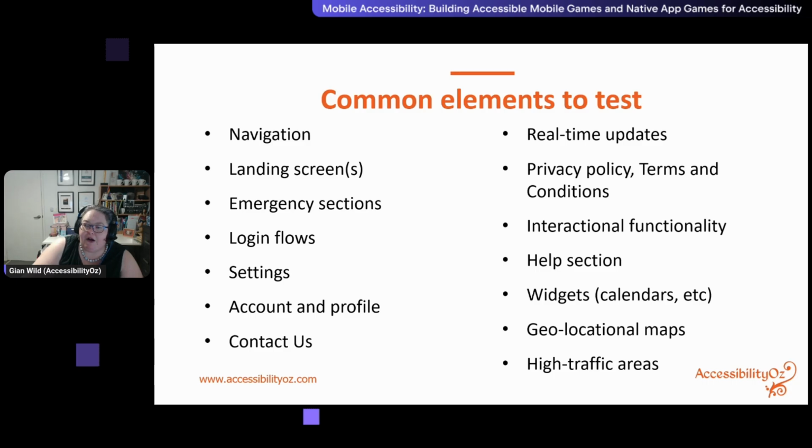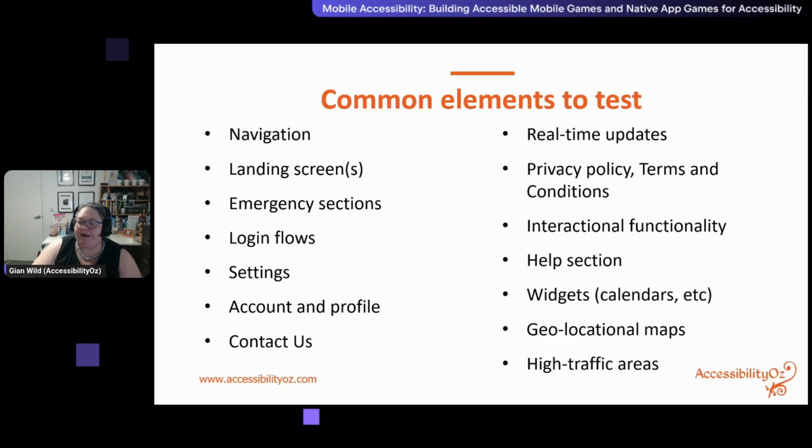And then there are common elements that need to be tested to make sure that they are fully accessible: navigation, landing screens, emergency sections, login flows, settings, account and profile, contact us, real-time updates, privacy policy, terms and conditions, interactional functionality, help section, widgets, calendars, geolocational maps, and high traffic areas.